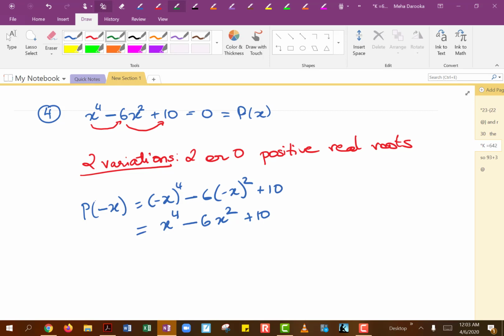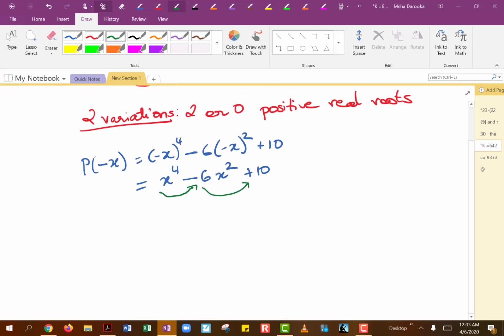Once you make this calculation, then you can see we are again going from a positive term to a negative term, and we're going from a negative term to a positive term. So 2 variations here again, and 2 variations here means that you can have either 2 or remember to decrease it by an even number again. So 2 minus 2 would be 0. So we will have either 2 negative real roots or we will have 0 negative real roots.